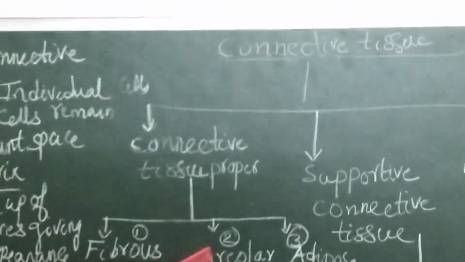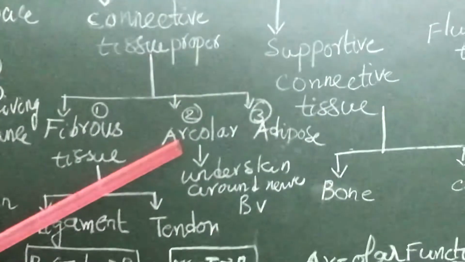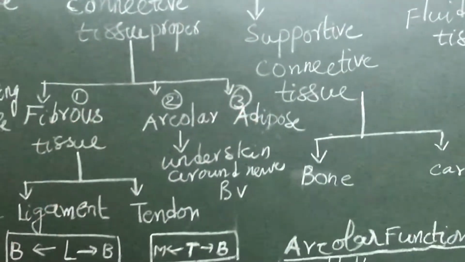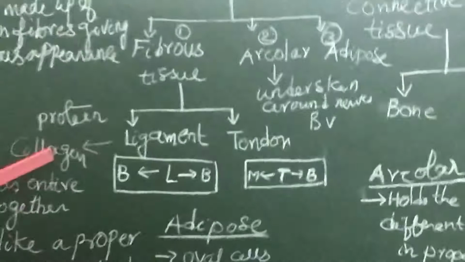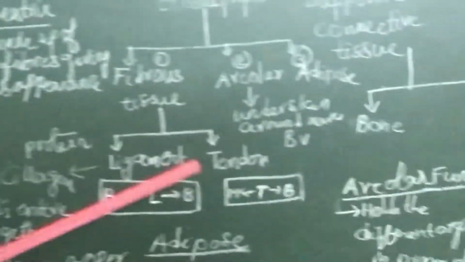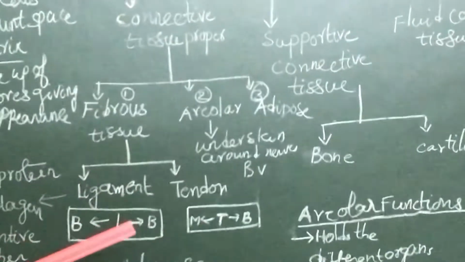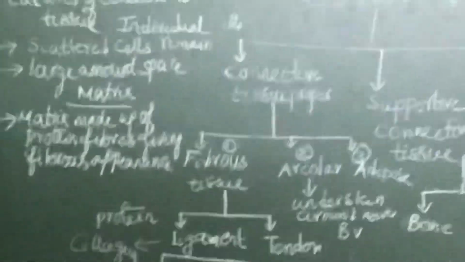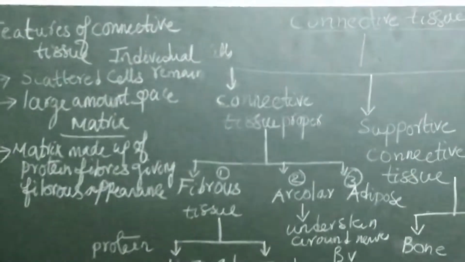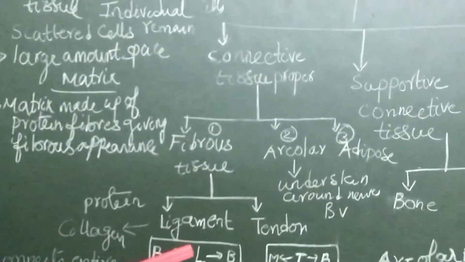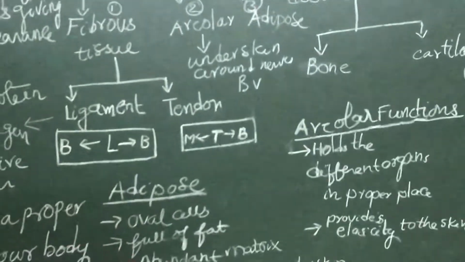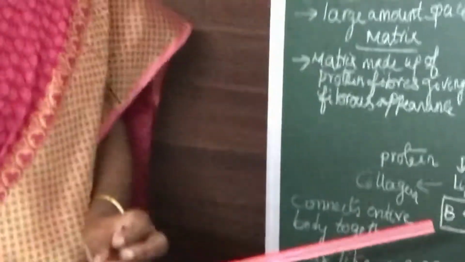Under the skin, areolar tissue is present. Under the areolar tissue, adipose tissue is present. The main function of this adipose tissue is to protect the internal organs. They form a padding material around the internal organs. They store the fat under the skin, and provide a padding material for all the internal organs and protect the internal organs from mechanical stress.